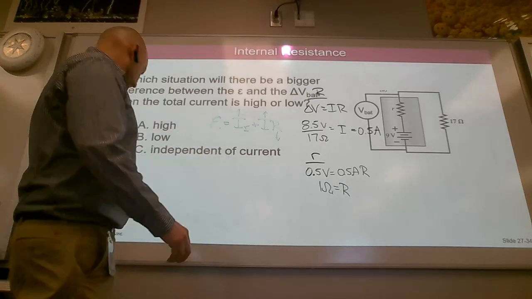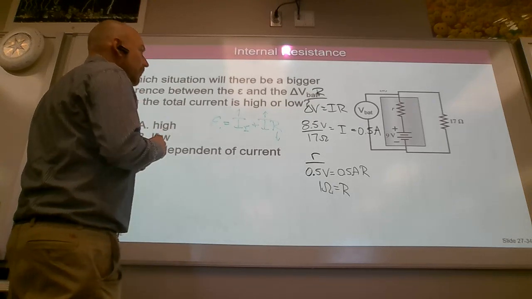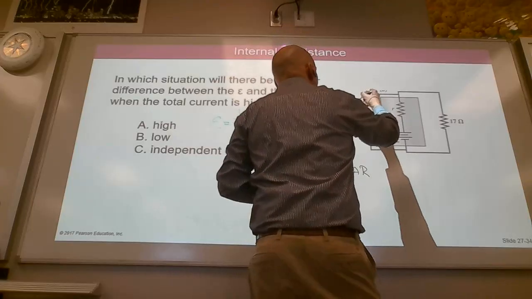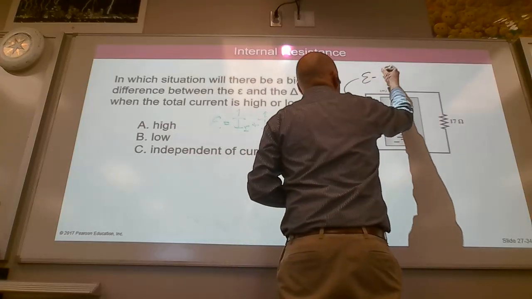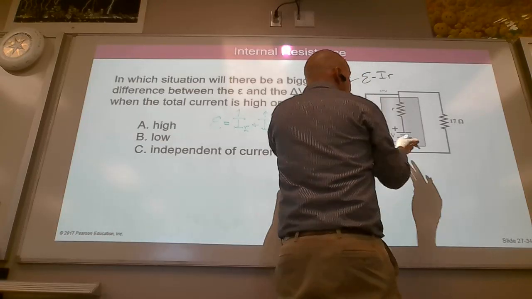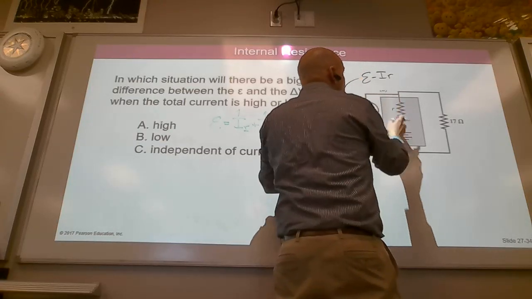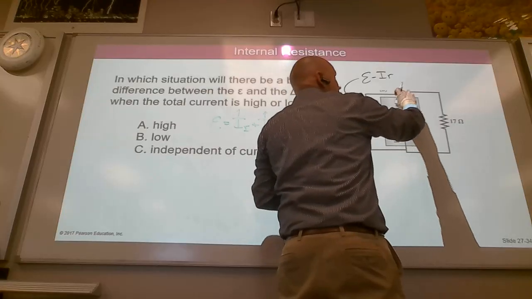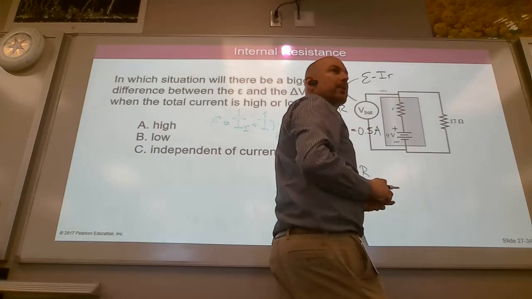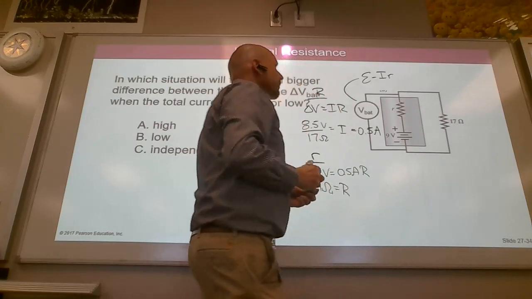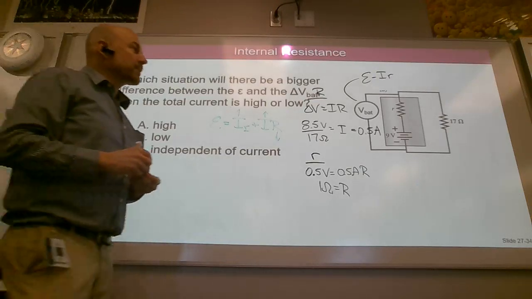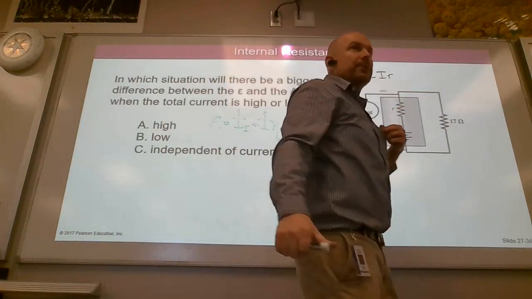Good question. So what this is looking at is measuring your EMF minus that. So you have 9 volts minus the voltage drop across this internal resistance. Does that make sense? Yeah. Good question. This is what's left over, the usable voltage.